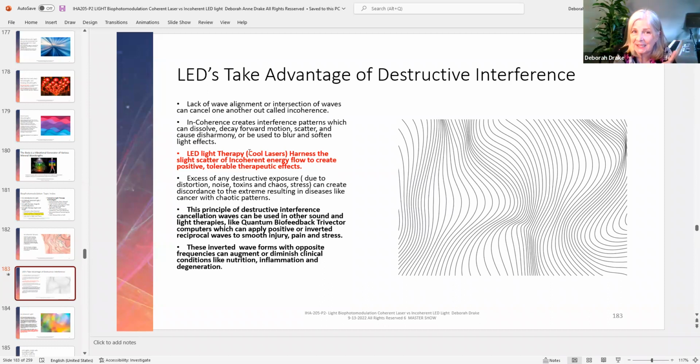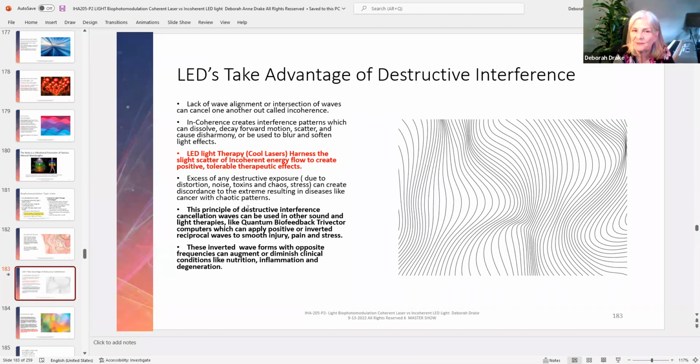So LED light therapy is also known as a cool laser instead of a hot laser. These harness these scattered patterns of incoherent energy to create positive, tolerable, therapeutic effects, okay? And the excess of any destructive exposure to distortion or noise or toxins can be erased by this. So if you have heavy metals in the body or pesticide poisoning, this destructive interference pattern can wiggle the poison out of its resting place and help disperse it out into the circulation where it can be flushed out of you.